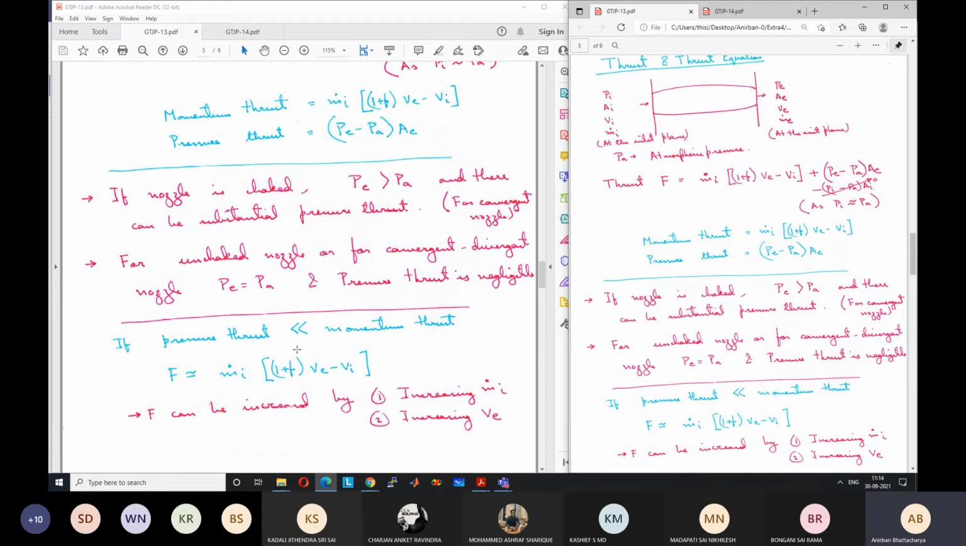So in case pressure thrust is much less than momentum thrust, we can write the total thrust to be only equal, approximately equal, to the momentum thrust, which is m dot_a (V minus Vi). So we can see that either we can increase the mass flow rate of air to increase the thrust, or we can increase the exhaust velocity.